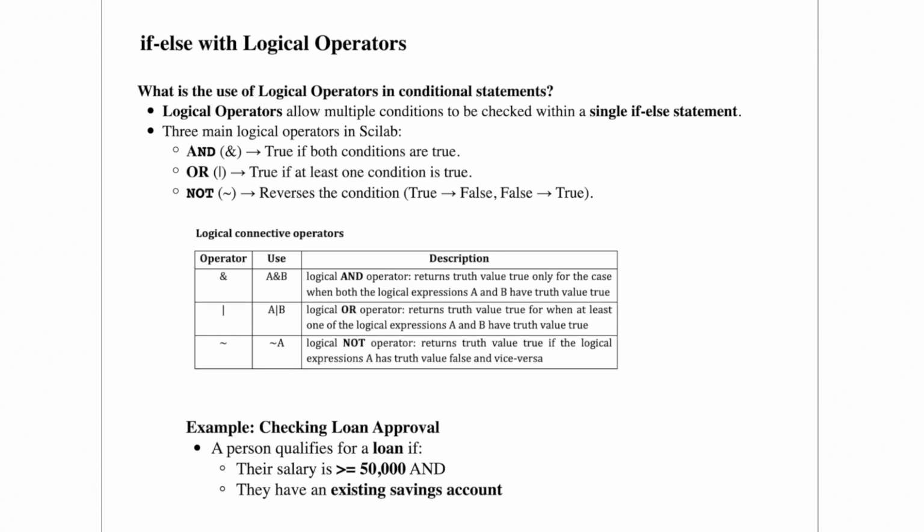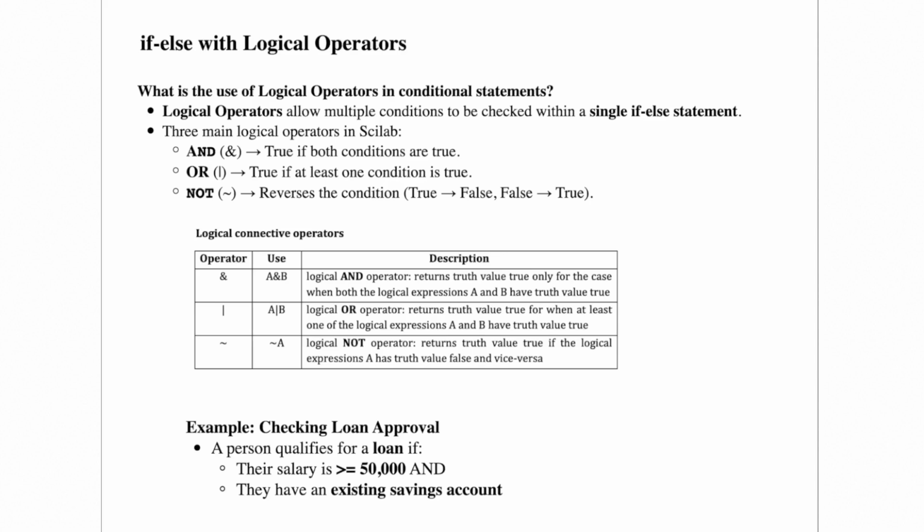Like we have a table here. We have the operator in the first column. Then there are two variables, A and B. And if we apply a particular logical operator, what will be the outcome? Which is written in the description part. So if the AND operator is applied to A and B, what will happen? It will return truth value true only for the case when both logical expressions A and B have truth value true. Likewise for OR, it will return truth value true when at least one of the logical expressions A and B has truth value true.